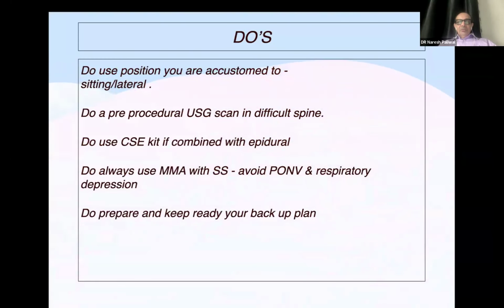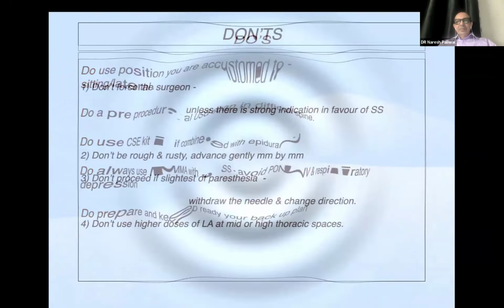Do always use multimodal analgesia with segmental spinal to have a better profile. The multimodal analgesia should be in the form which will avoid post-op nausea, vomiting, and respiratory depression. So I usually use dexamethasone, diclofenac, paracetamol, and avoid the drugs which will cause post-op respiratory depression and nausea, vomiting. Do prepare and keep ready your backup plan as always.